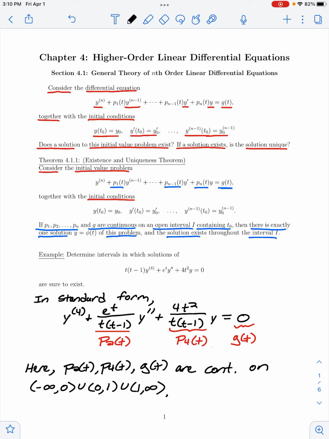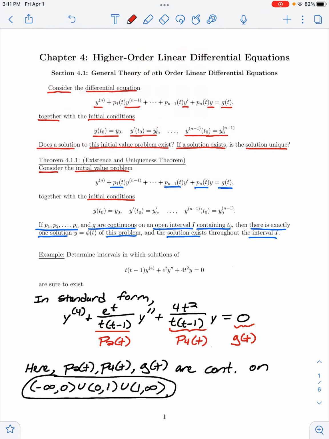So we have intervals, these three intervals, in which solutions of this differential equation would be sure to exist. And if we were to pair this differential equation with some set of initial conditions, then we could determine which of these specific intervals our solution would exist in.